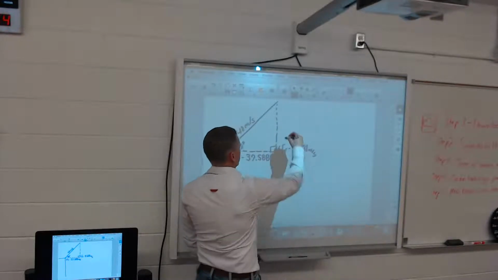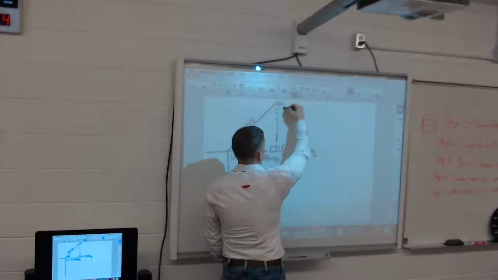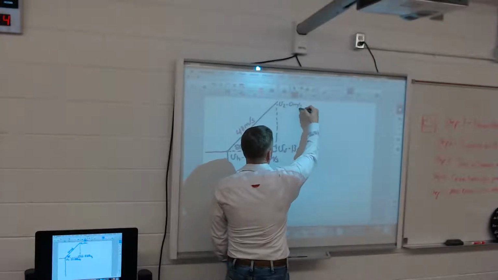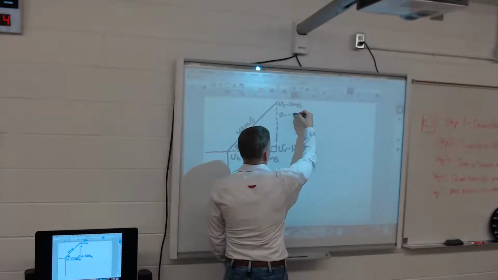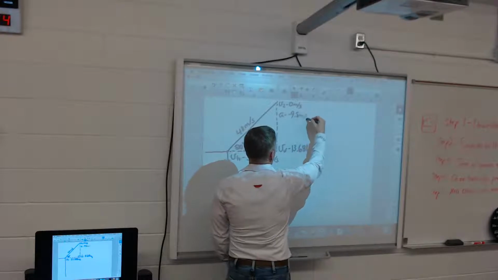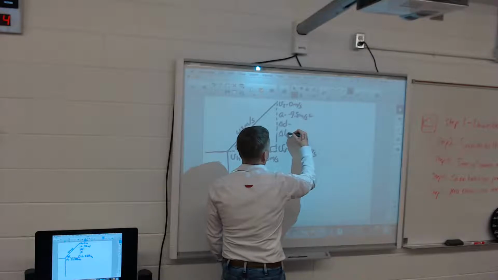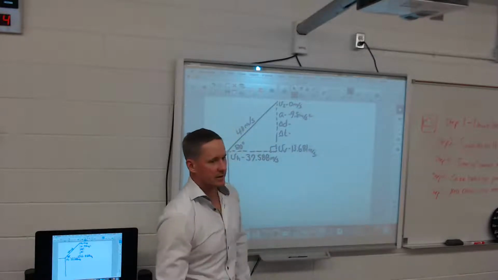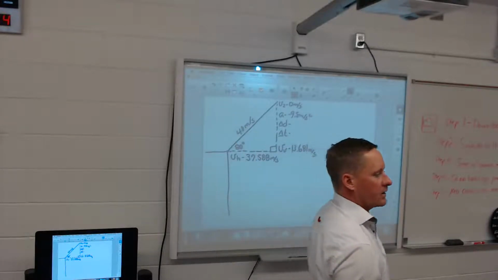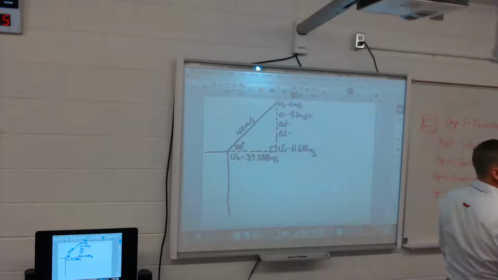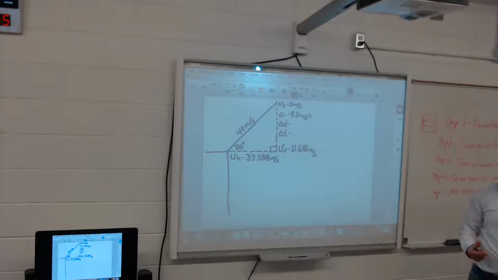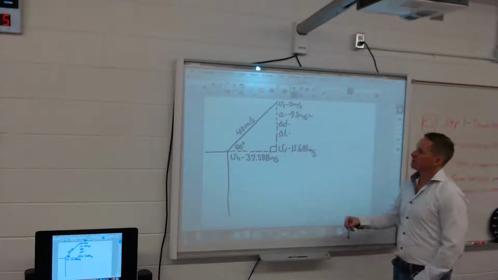Now what I did is I put my V2 up here, 0 meters per second. My A was negative 9.8 meters per second squared. Height and time, I just added those in. So if I wanted to approach this the way that you would have done it previously, I can do that. And so let's have a look at it.